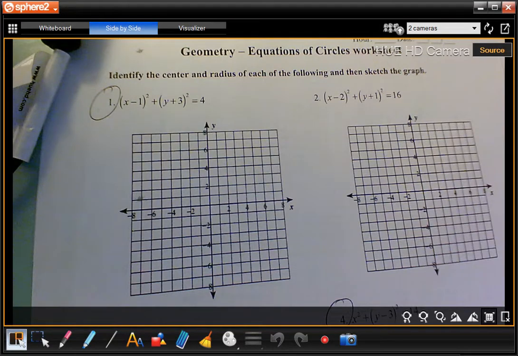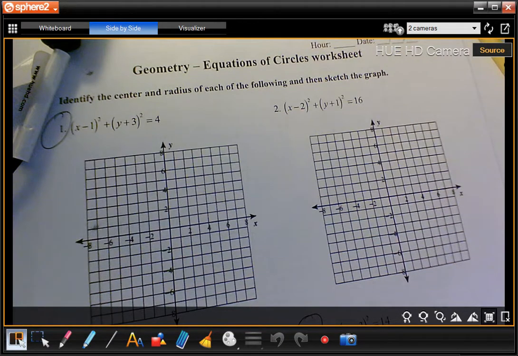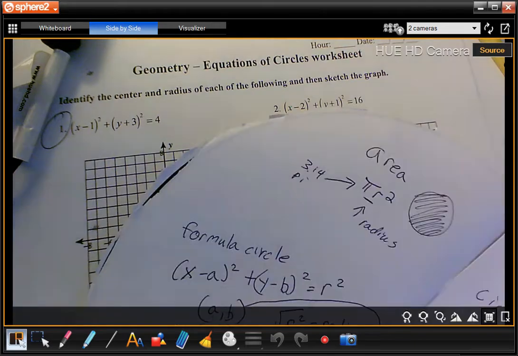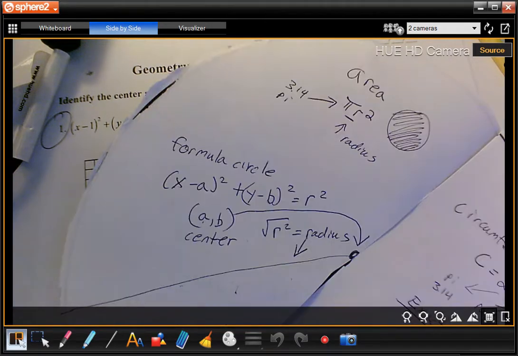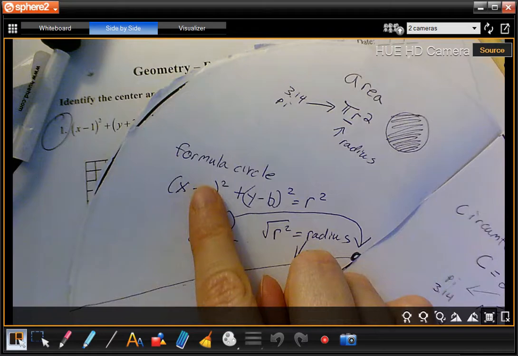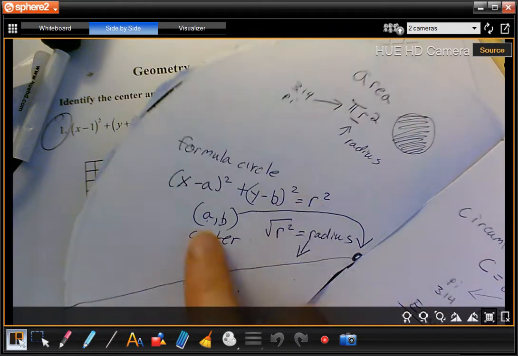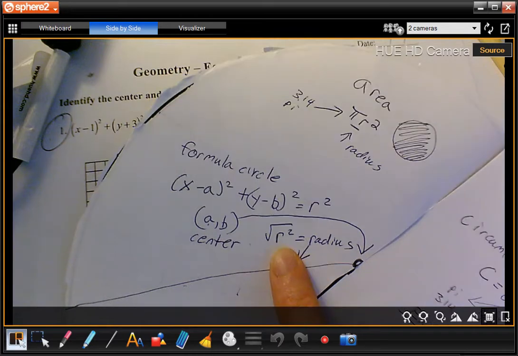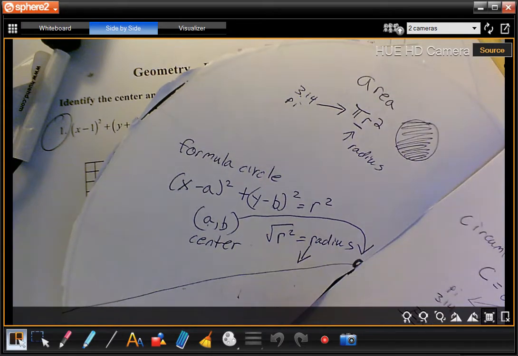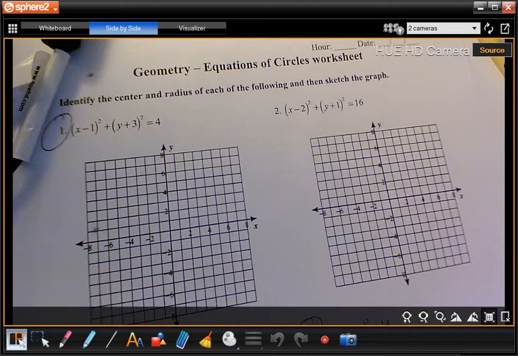Okay, we're looking at the equations of a circle worksheet, and we're going to just do a couple of these. We're going to look at number 1 to start with. Now, I mentioned this very briefly before on the second page, that this is the formula for a circle. We've got (x minus a) squared plus (y minus b) squared equals r squared. A and b are the center, and the square root of r squared is the radius. Okay? So we're just going to do an example of one of these.